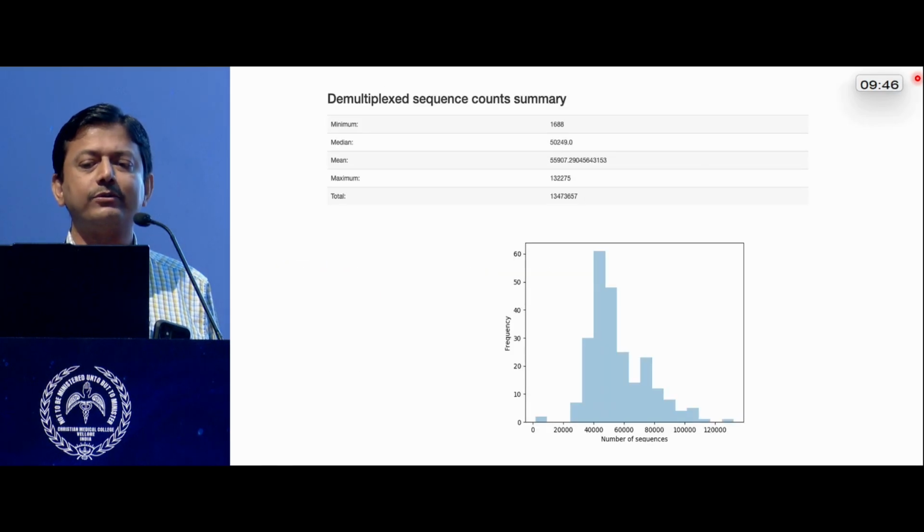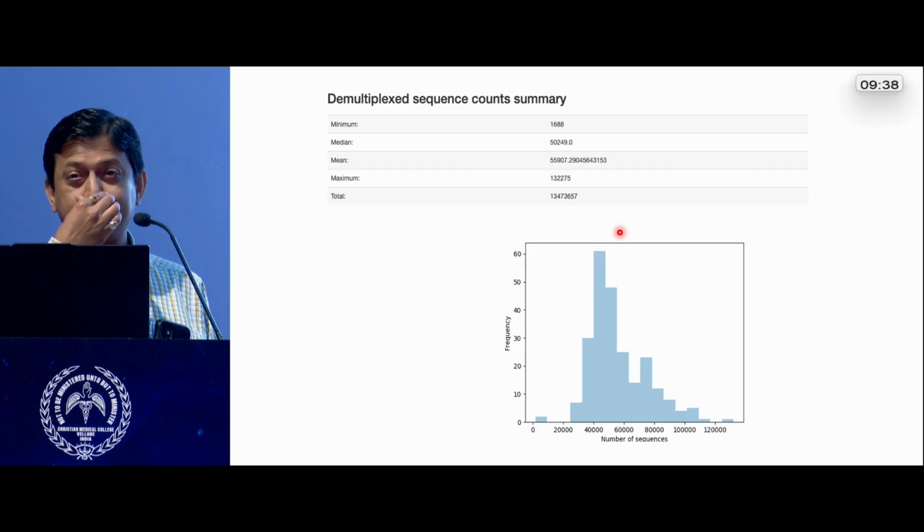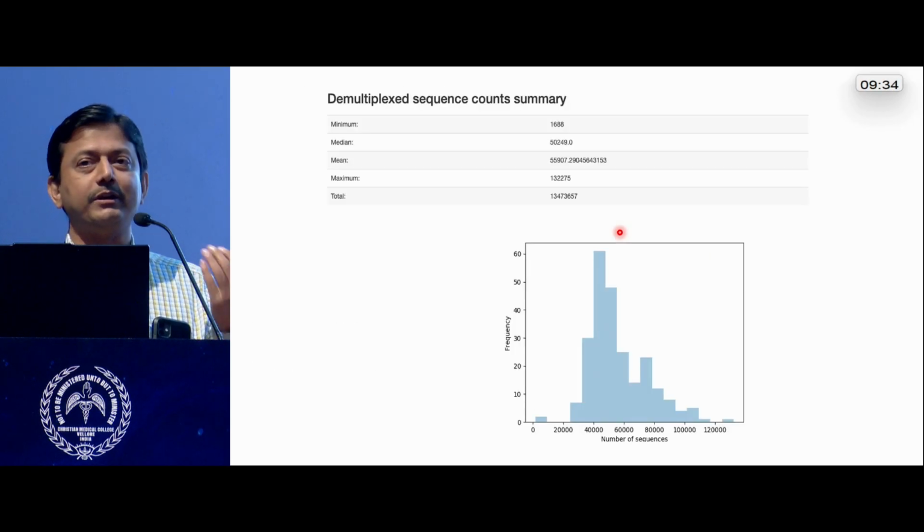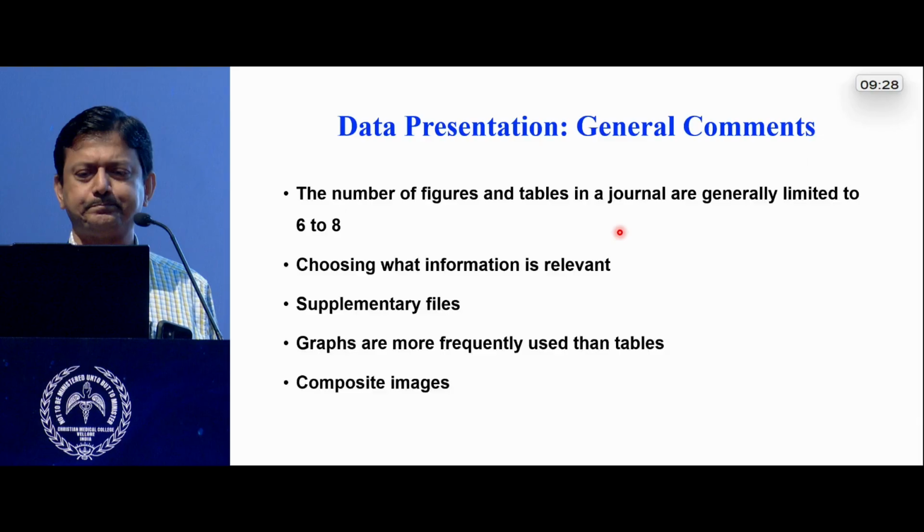As you can see, this is one of our own study examples. In this particular study, we had more than 13 million reads at the end of the run, about 50,000 per patient. When you have 50,000 such sequences per patient, millions of reads at the end of it, how do you analyze the data? How do you present the data? It becomes a bit challenging.